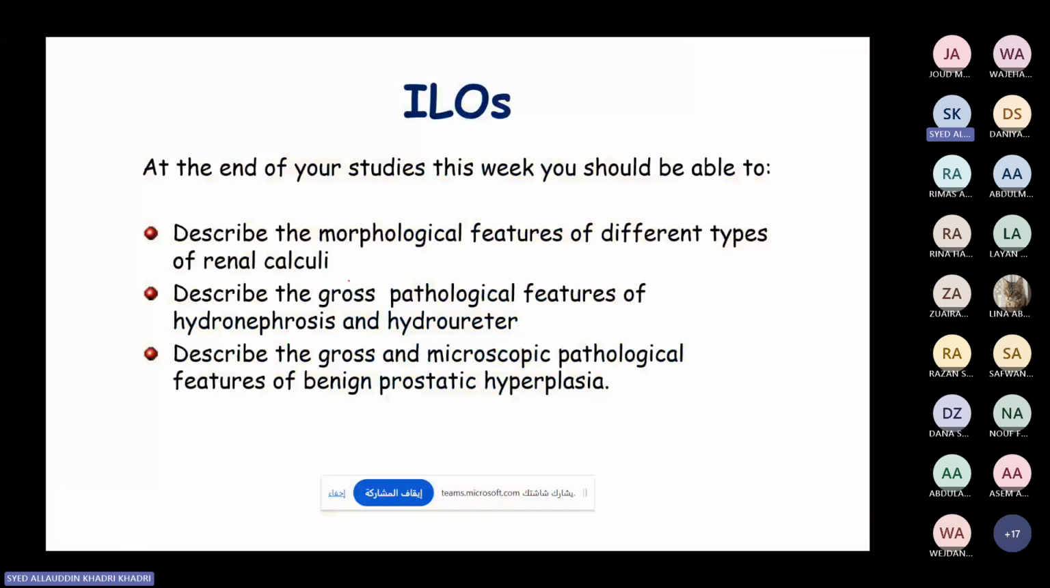Now these are the ILOs which will come in the examination. If you do it better, inshallah, I'll give you 20 out of 20. We are going to deal with renal calculi, and hydronephrosis and hydroureter, which are the result of renal calculi most of the time. And of course, we'll try to describe some features of BPH, a case of which we discussed in the problem-based learning in our module.